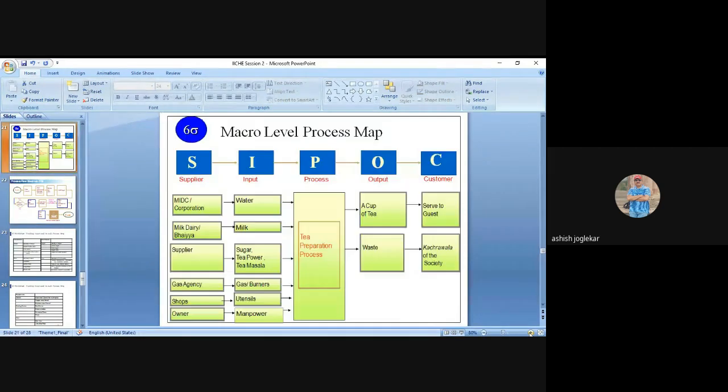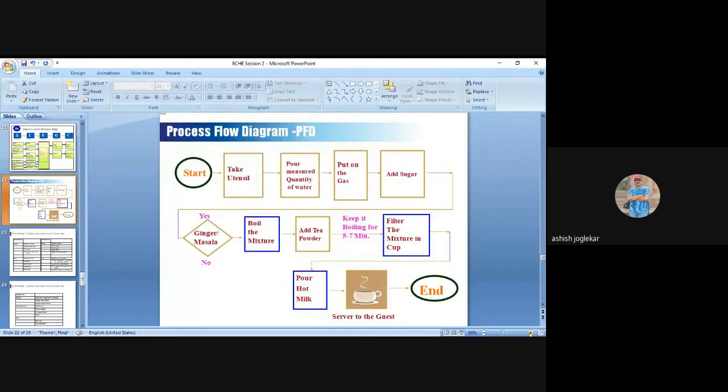Now you go one level down. This is the high level map. Then you go one level down. Process flow diagram. So start, take utensil, pour measured quantity of water, put on the gas, add sugar, then add ginger masala. Yes or no? Somebody adds, somebody doesn't add, whatever it is. Boil the mixture, add tea powder, keep boiling for 4 to 7 minutes. Filter the mixture in cup, pour hot milk, and serve to customer.